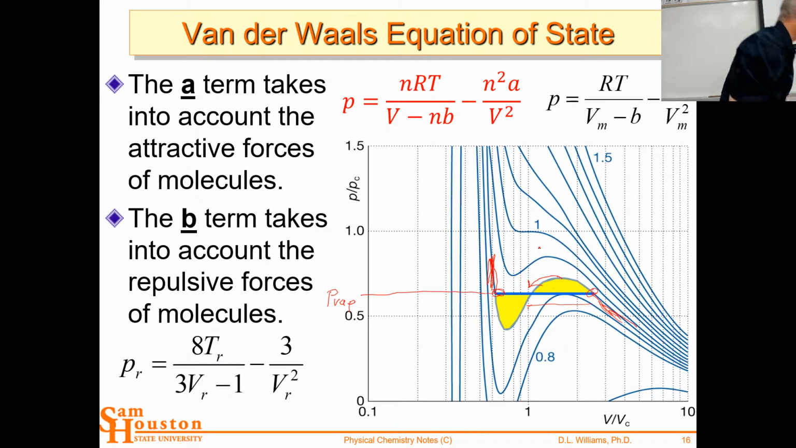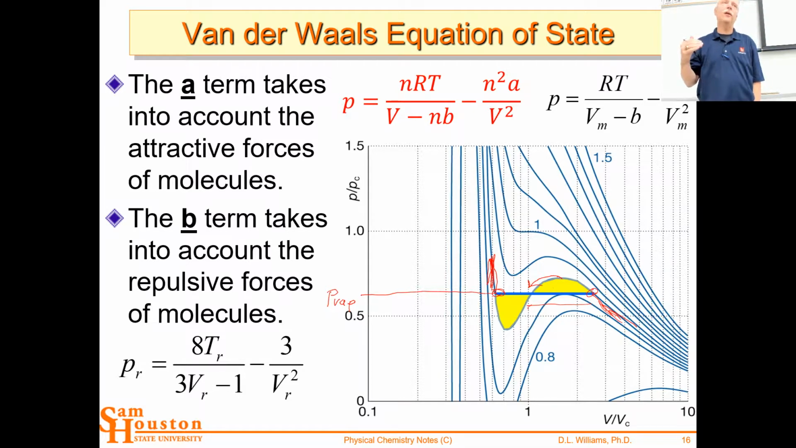Now, if we took the volume and divided by the critical volume, and the temperature and divided by the critical temperature, those would be the reduced variables. And this is the van der Waals equation of state corrected with those reduced temperature variables.